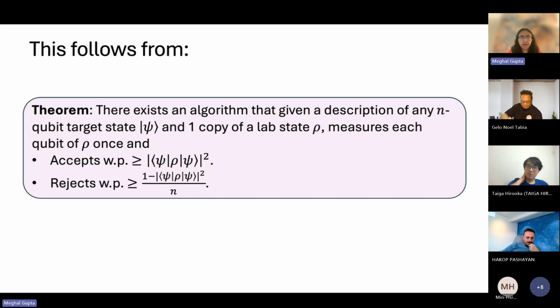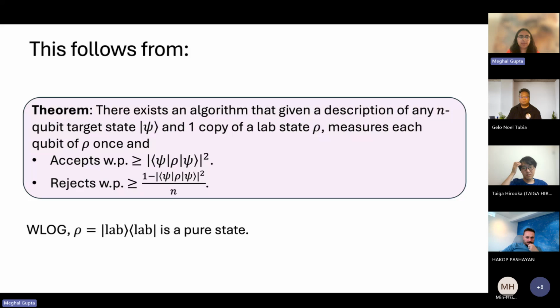Okay, cool. So now we'll spend most of the talk proving this theorem. Without loss of generality, we'll assume that rho is a pure state. The reason this is without loss of generality is that a mixed state can be viewed as a classical probability distribution over pure states. If you prove this theorem for any pure state, then you can prove it for all mixed states by averaging over all the pure states in the distribution and using linearity of expectation. So from now on, rho is always going to be a pure state.